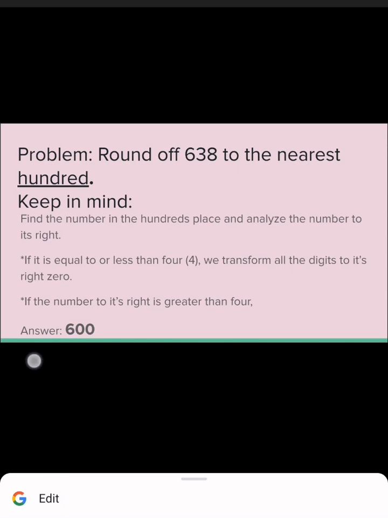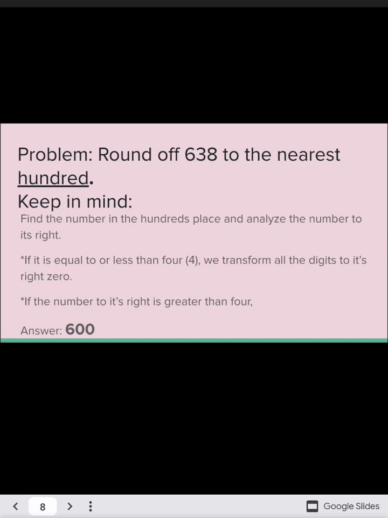So again, if the number to its right is equal to or less than 4, then we transform all the digits to its right to 0. We make it 0. We keep the number that we are going to round off. In this case, 638 rounded off to the nearest hundreds will become 600. Alrighty, so let's move on.